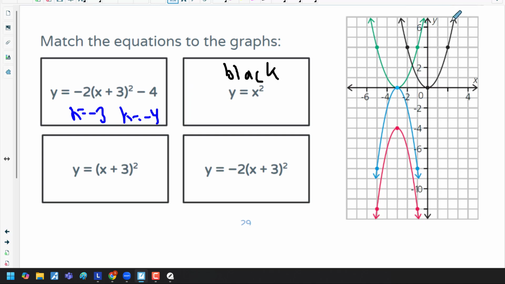So which graph has a vertex at negative 3 and negative 4? Well, negative 3 is here, negative 4 is here. That's red. The answer here is red, the red graph.